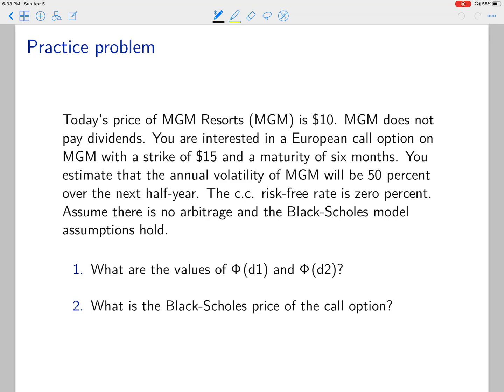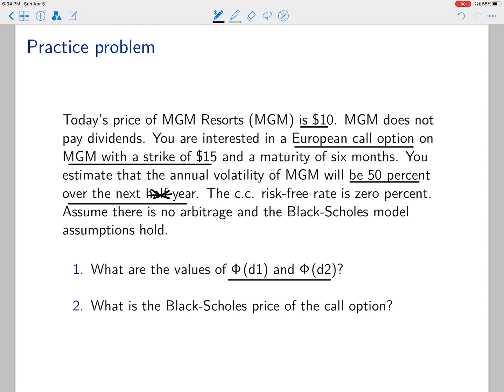Okay. All right. So the problem statement is as follows. We have MGM. MGM's stock price today is $10. It's a non-dividend paying stock with an annual volatility of 50%. Annual volatility over the next half year. So it's just sigma equal to 0.5. Continuously compounded risk-free interest rate is 0%, and we assume there is no arbitrage and the Black-Scholes model holds. We are interested in a European call option on MGM with a strike of 15 and a maturity of 6 months. And what we want to do is ask the following questions again.